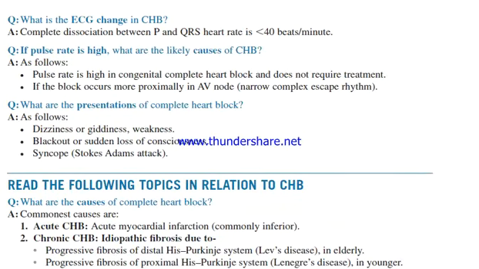Now, what is the ECG change in complete heart block? Complete dissociation between P and QRS. Heart rate is less than 40 beats per minute.